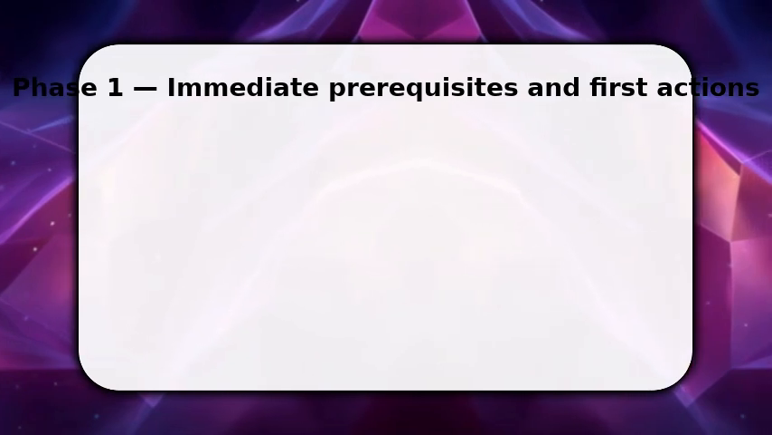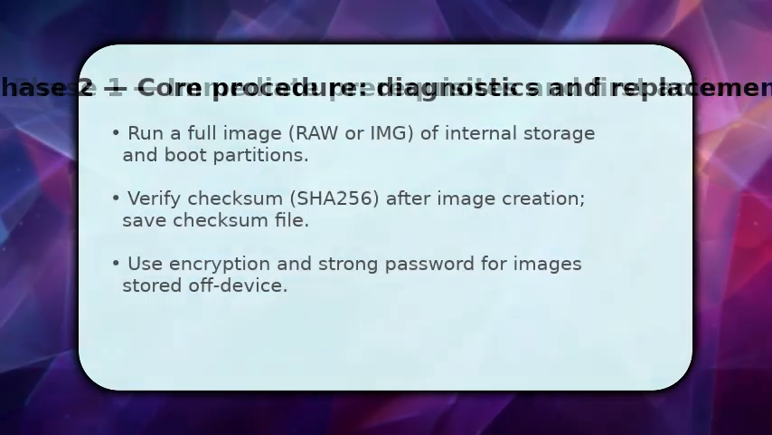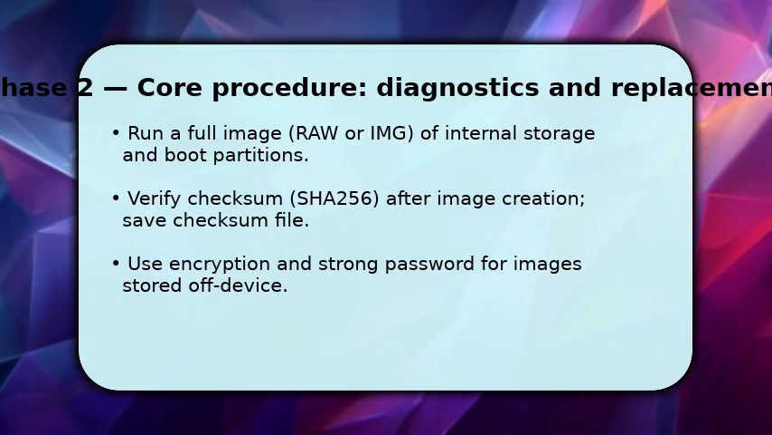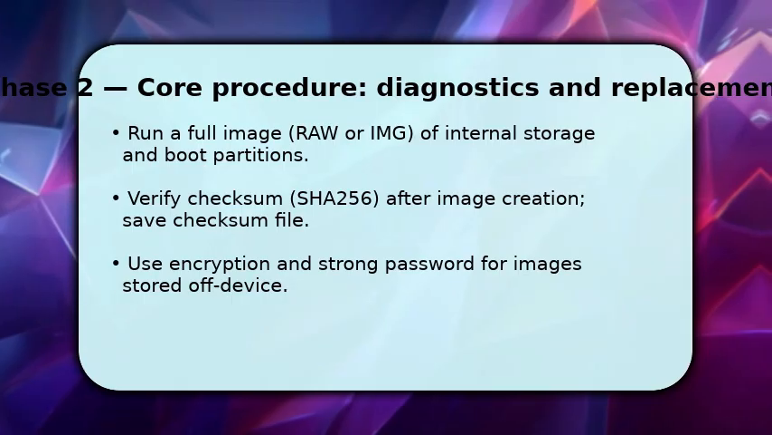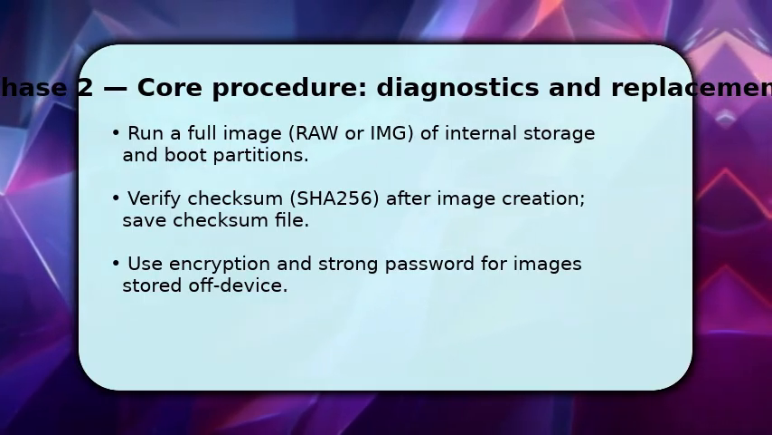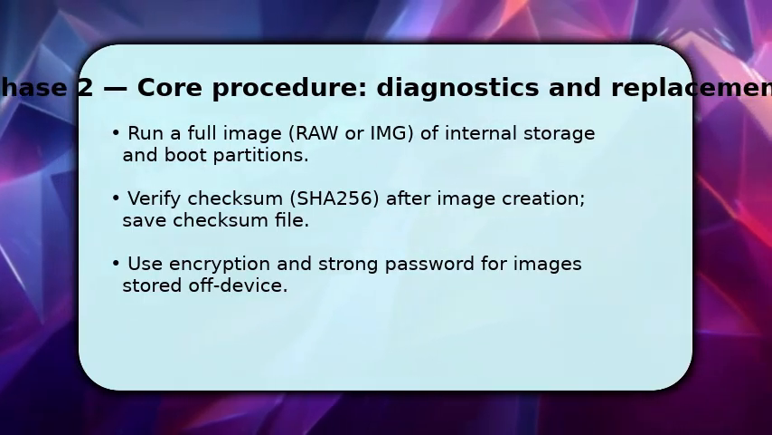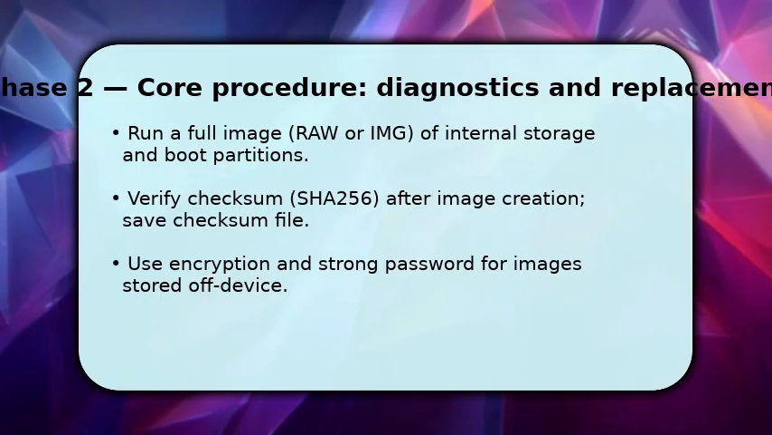You now create the full image. Start the imaging process and include internal storage, system, boot, vendor, and any other partitions the tool lists. That guarantees a restorable state. While imaging, monitor transfer speed and errors and avoid traffic-heavy apps.